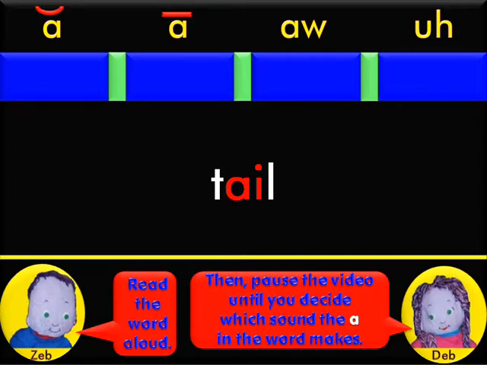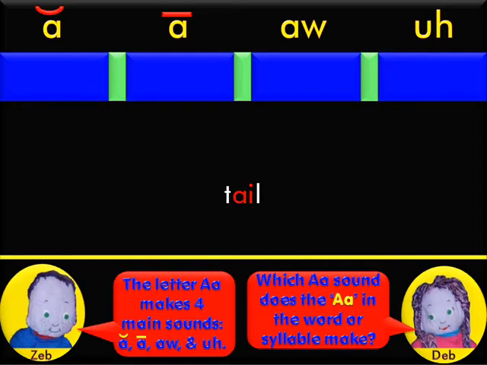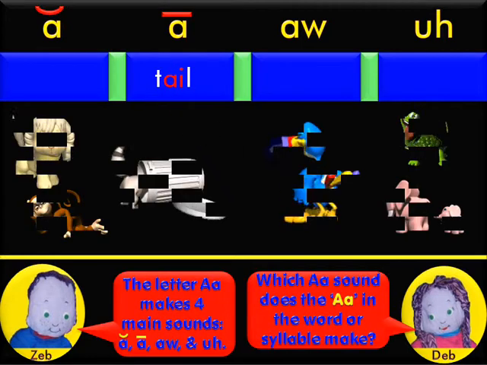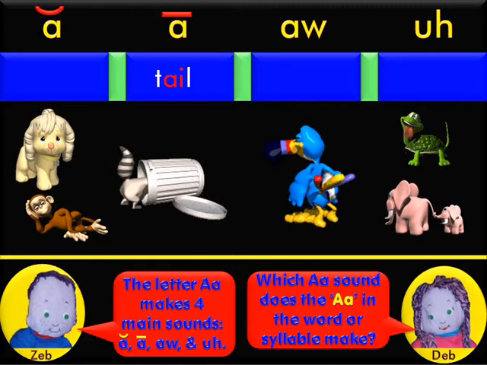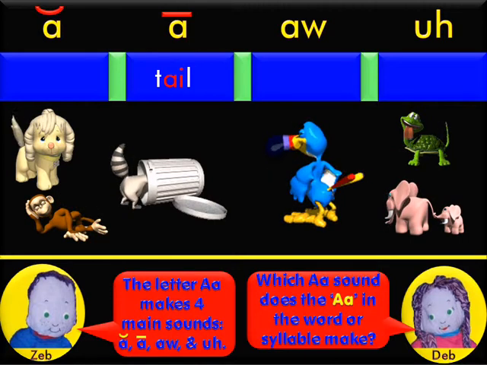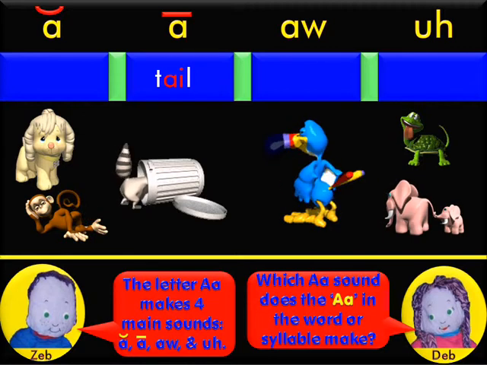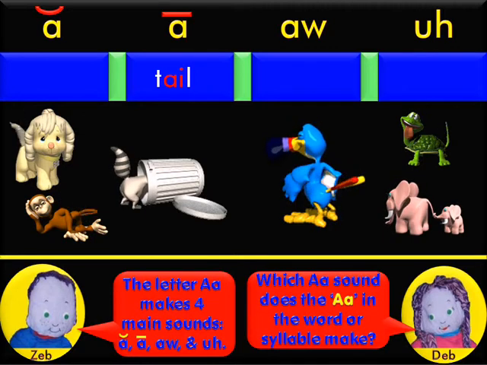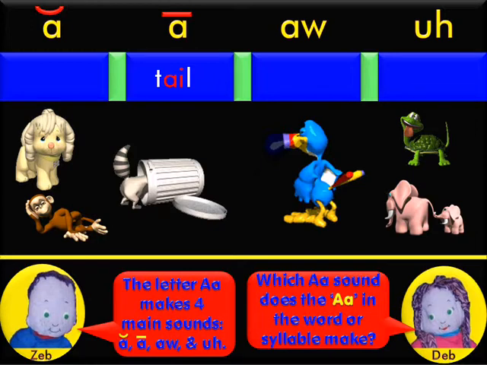Repeat after me. Tail. Pause the video until you figure out which slot that word goes into. Read the word with me. Tail. Okay, which slot does it go into? Did you get it right? I bet you did. That makes all of these animals wag their tails.